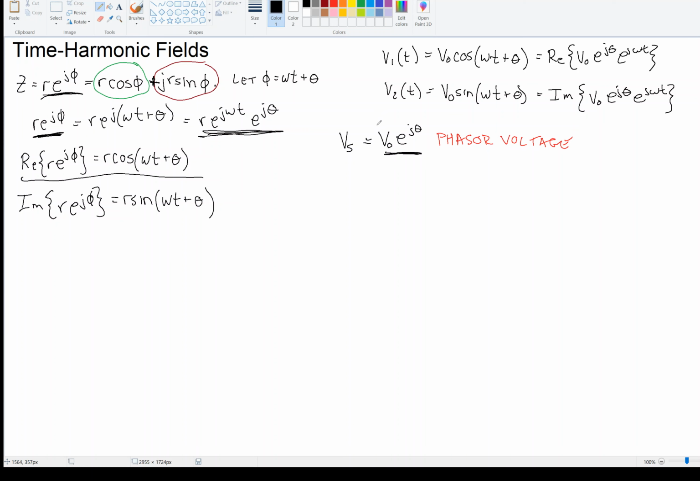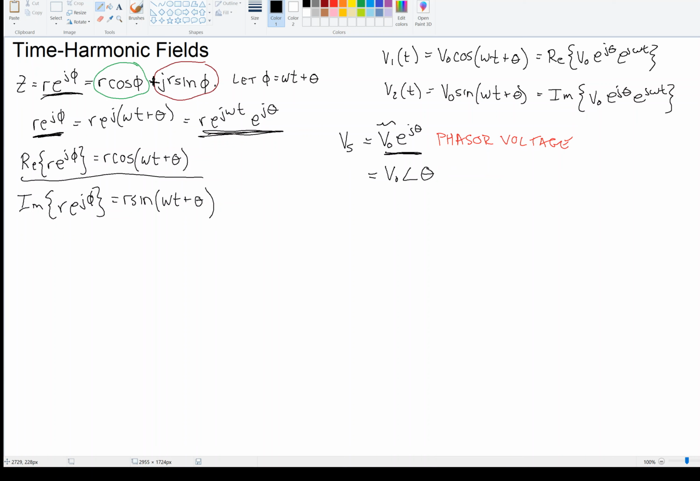Alternatively, since v0 is the magnitude, which we called r before, and theta is the angle, we can represent this in polar form. You might also see this as v0 angle theta. Again, because we've dropped the time dependence, we don't have the omega anywhere in there. So in general, a phasor can be a vector or a scalar, and it can depend on position, but it never depends on time, because that's the whole point.